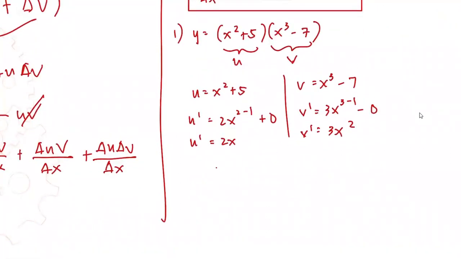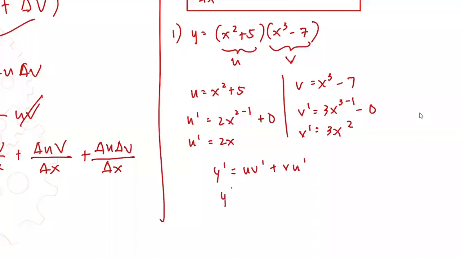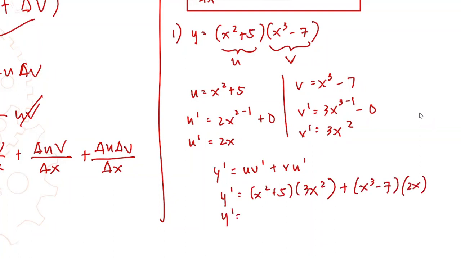So, apply natin yung formula. Y prime is equals to u v prime plus v u prime. So, substitute, we have u natin is x squared plus 5. Ang v prime natin is 3x squared plus yung v natin is x cubed minus 7. Then, ang u prime natin is 2x. Then, we simplify. So, distribute natin ito.